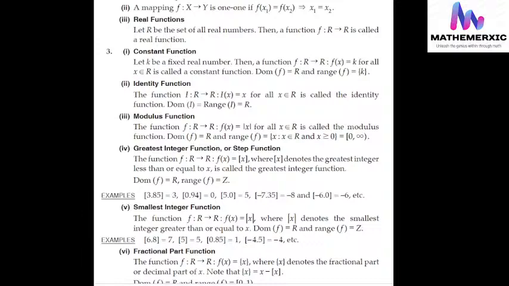Identity function: the function I: R → R such that I(x) = x for all x belonging to R is called an identity function. Domain of I and range of I are both equal to R, meaning domain and range are equal in that case.